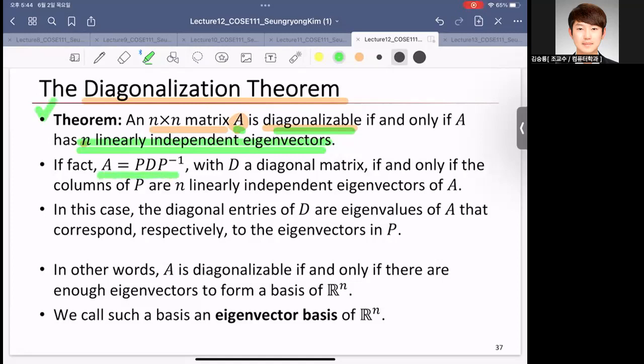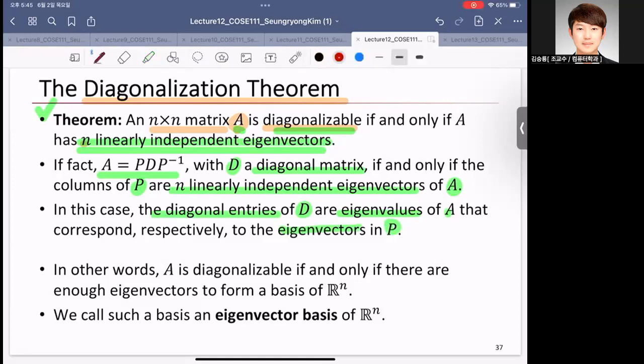A is equal to P D P inverse with this diagonal matrix D, if and only if the columns of P are n linearly independent eigenvectors of matrix A. In this case, the diagonal entries of D are eigenvalues of matrix A that correspond respectively to the eigenvectors in P.